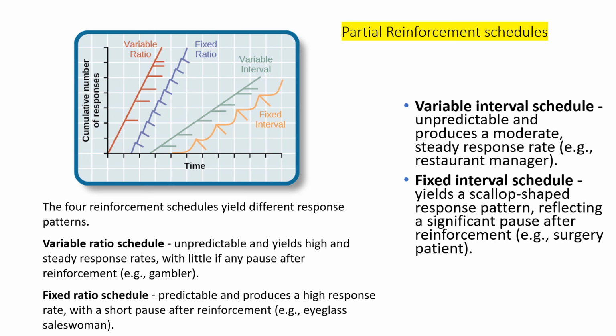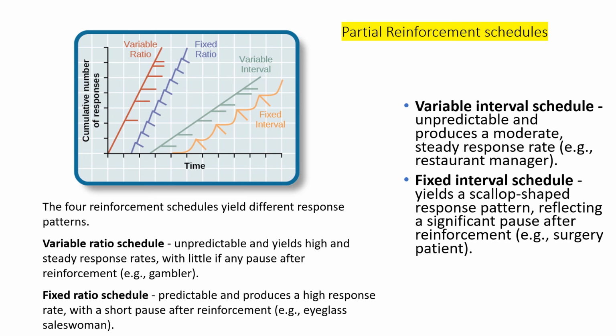So ask yourself, which of those two salespeople is being paid based on a fixed ratio schedule? It's likely the one whose pay is tied to performance. The other one is likely being paid on a fixed interval schedule where their pay is disconnected from performance. So they don't have that incentive to sell. So we can see how performance may vary based on pay schedules.